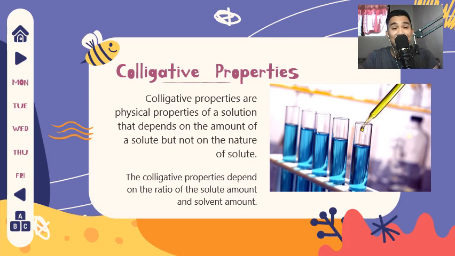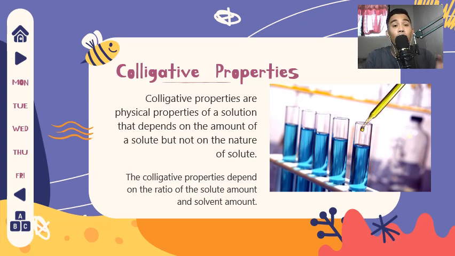What are colligative properties? When we say colligative properties, these are the physical properties of a solution that depend on the amount of a solute but not on the nature of the solute. This means similar amounts of completely different solutes can alter these physical properties in similar quantities. And the colligative properties depend on the ratio of the solute amount and solvent amount.